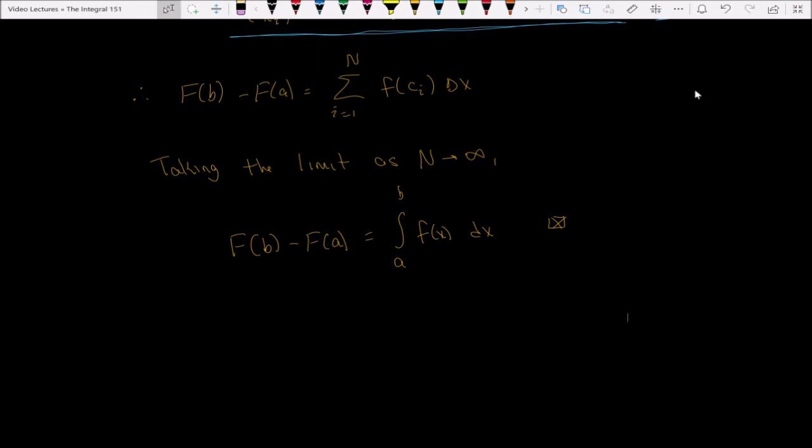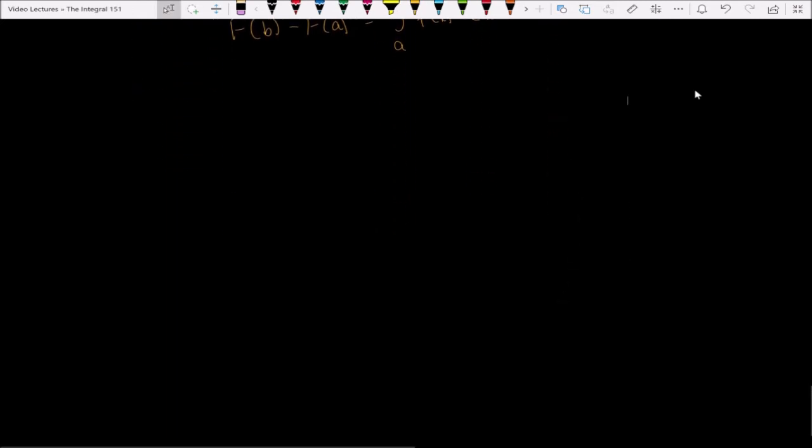Now with the fundamental theorem proven, we can introduce one last topic, and that is if we consider an integral of this form.